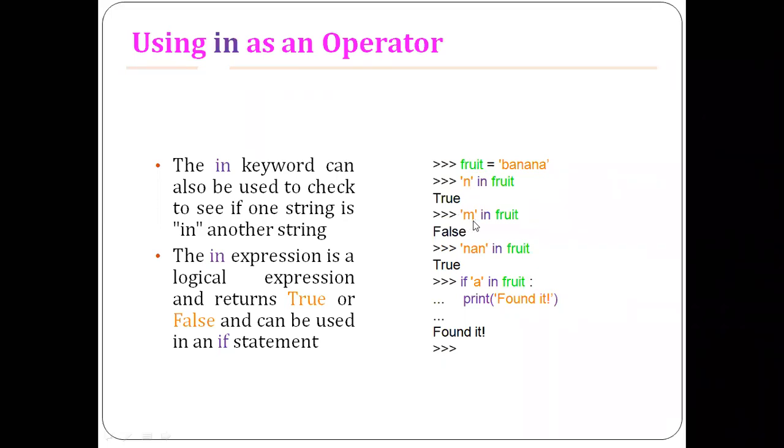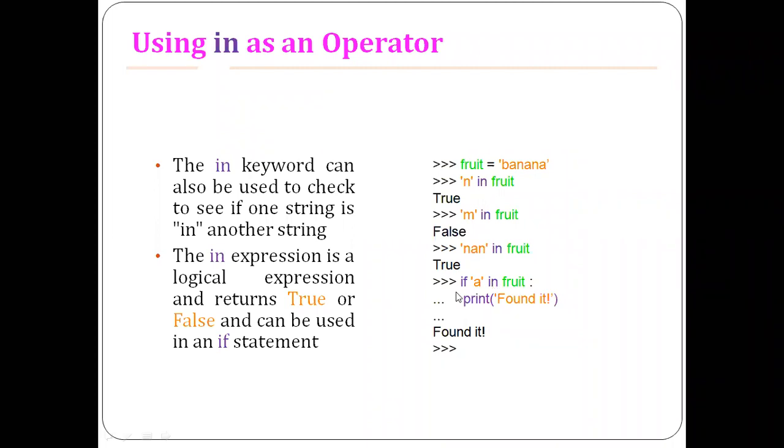Look at this one. I'm searching for m in the fruit, so it will generate a false message stating that m is not present in the given string. Followed by nan. Nan is a substring which is being searched within another string. So I'm looking for nan, which is present in the string. That's why it will return a true value.